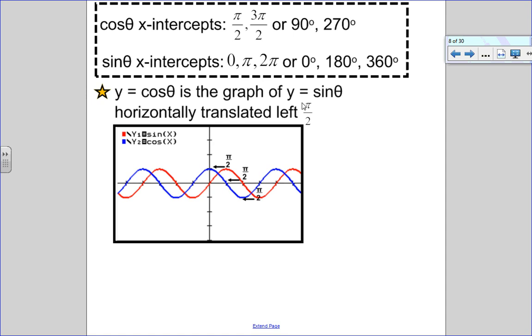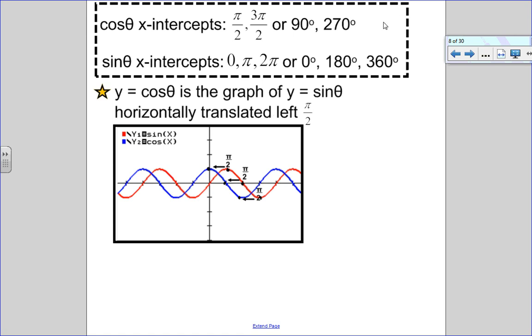So if I were to take the sine graph, see the sine graph there in red, and I were to shift it pi over 2 units to the left, so if I were to take each one of these points pi over 2 to the left, I were to take this point here pi over 2 to the left, I get a cosine graph. So cosine is the graph of sine horizontally translated pi over 2 to the left.